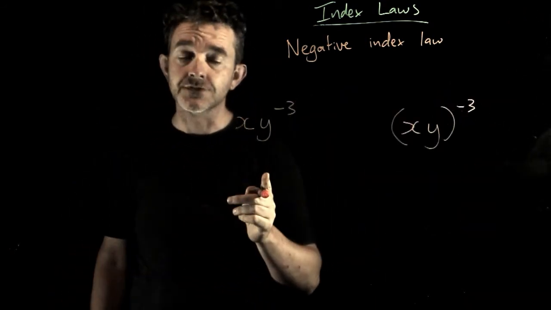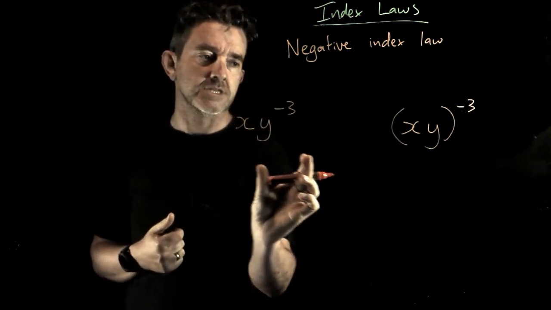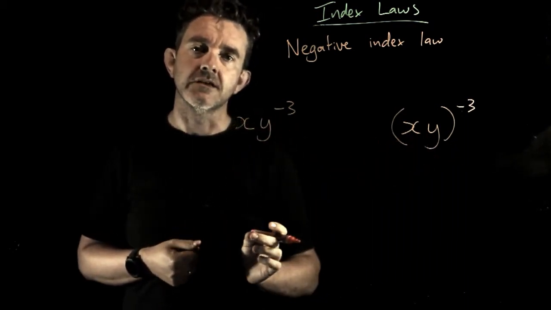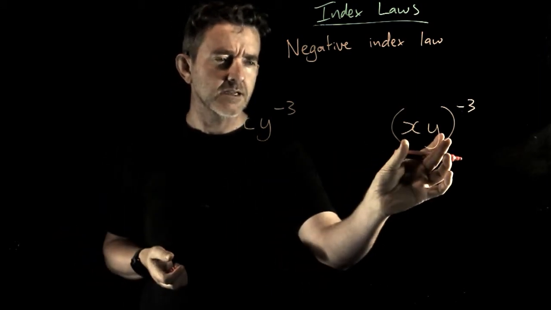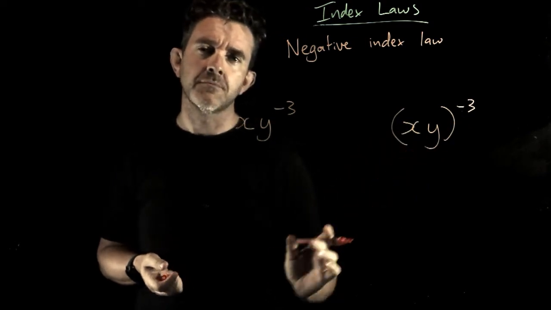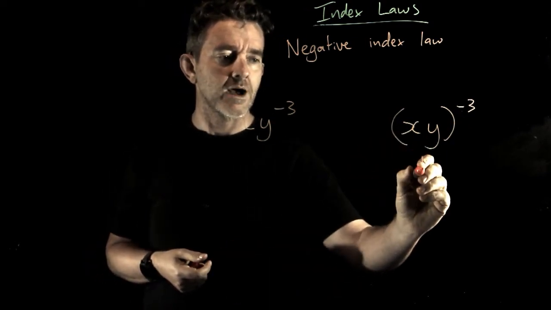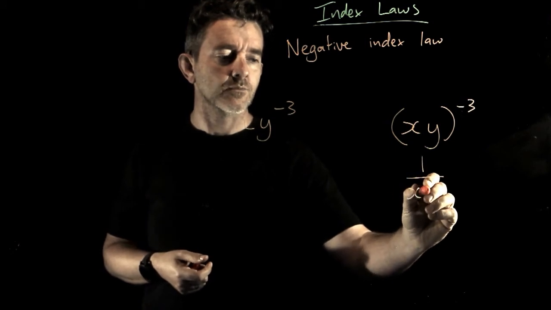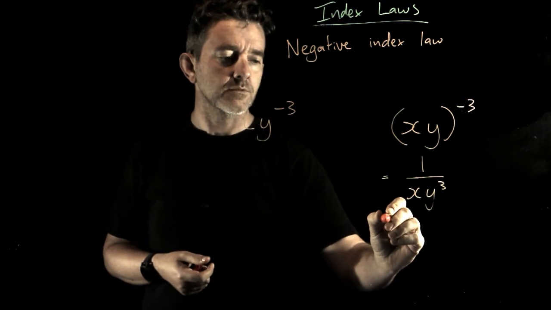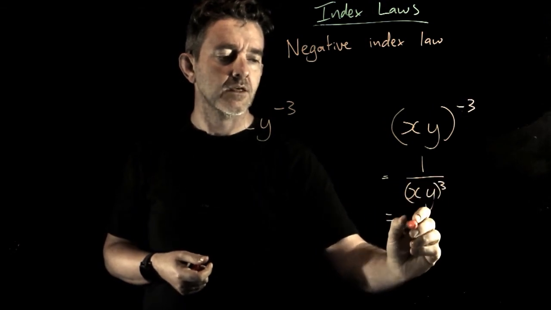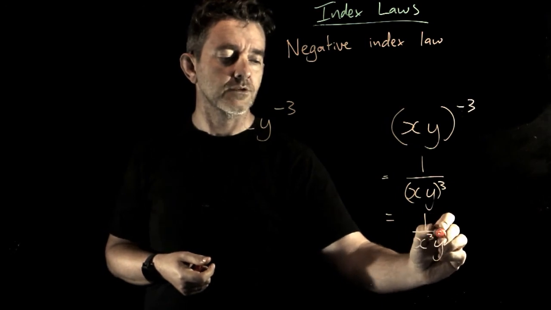I guess what I should do is point out the difference between this kind of expression here and this one over here. Obviously there's a bracket, that makes a bit of a difference, doesn't it? What does the bracket mean? The bracket means that that -3 applies to everything there. So I would rewrite that as 1 over xy to the power of 3, which, with the bracket, equals 1 over x cubed y cubed.